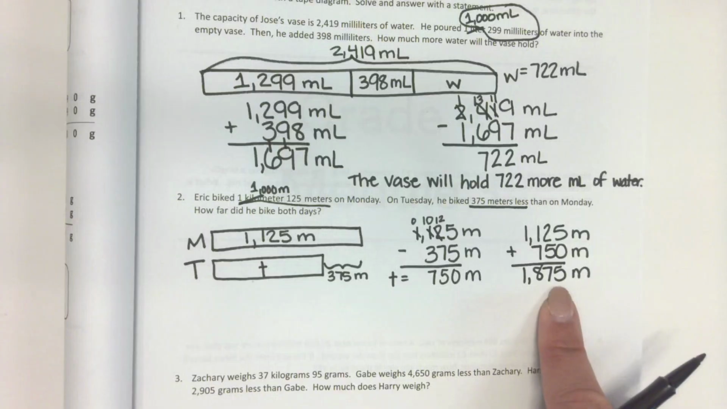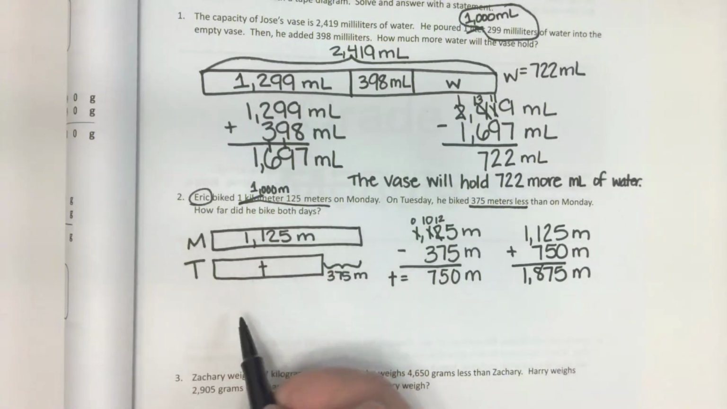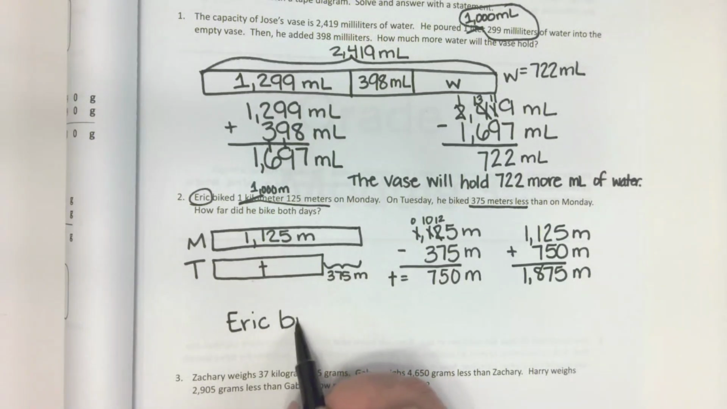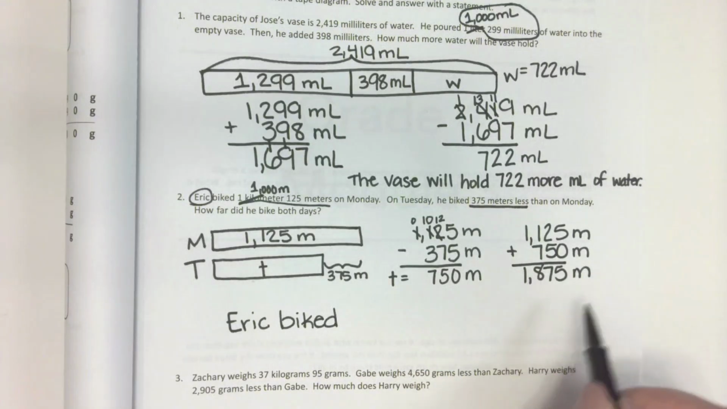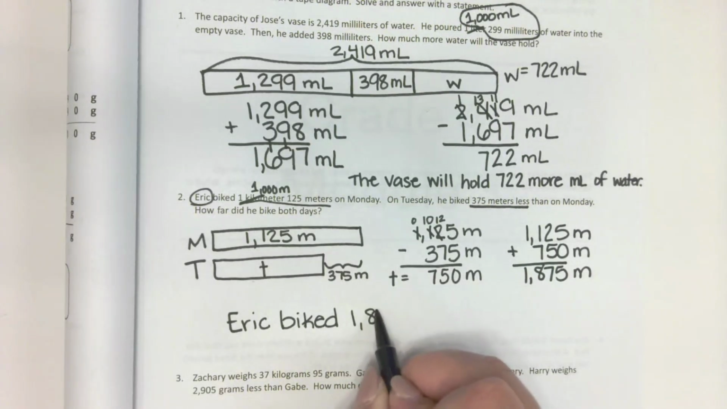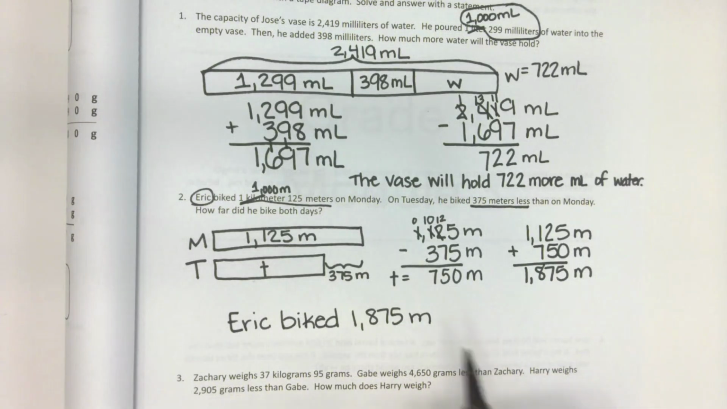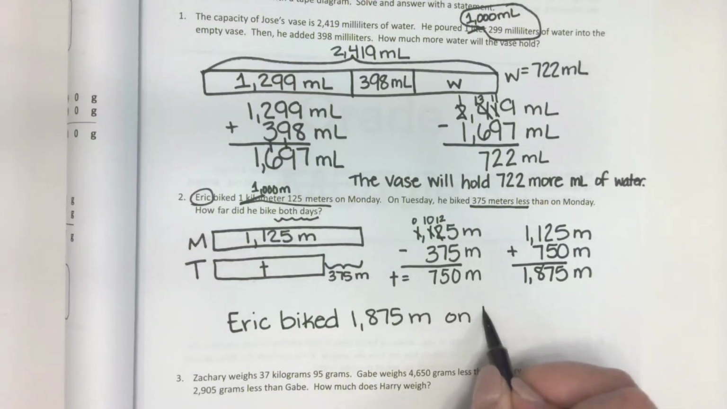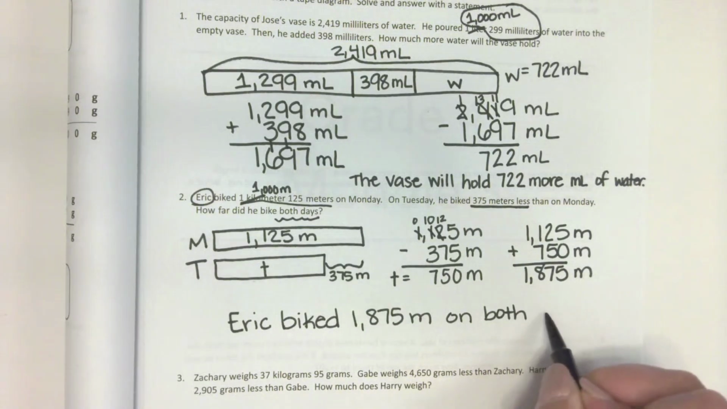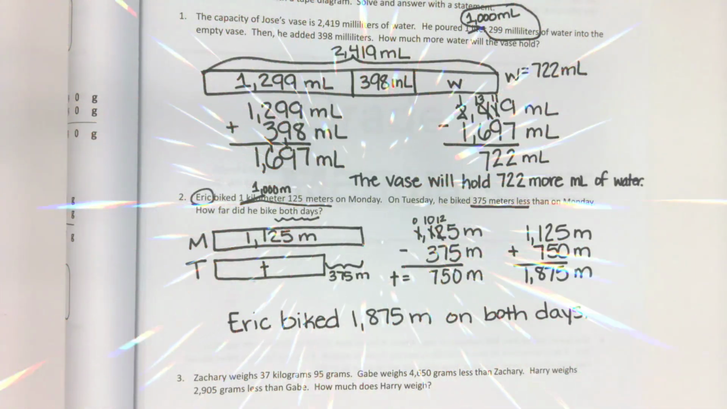Now we need to write our answer statement. His name is Eric. And what did he do? He biked. And here's the distance he biked, 1,875 meters. When did he go that far? On both days. And there's our answer statement.